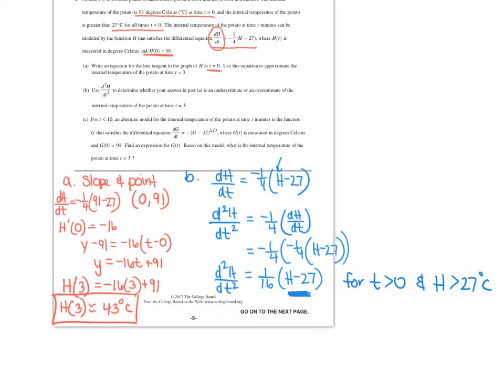So think about what that tells us about our function h of t. It tells us that if our second derivative is always positive, that must mean that it is concave up. So since our second derivative is greater than 0, then the function that represents the internal temperature of the potato is concave up.